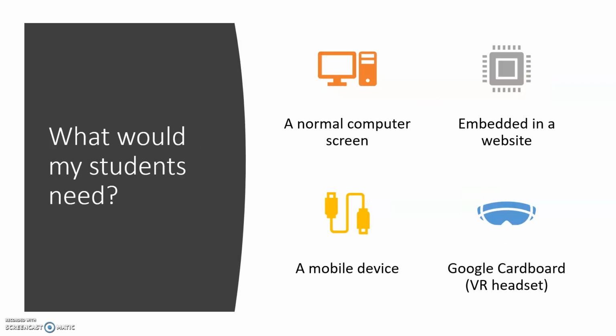So what would your students need in order to see this? Your students would need a normal computer screen, so if they have access to Chromebooks or laptops at their school, they'd be able to use them. You can embed the tours in a website. Students could also use a mobile device such as a cell phone or a tablet at home, or if they have them, students could use the Google Cardboard, which is an inexpensive VR headset that they could wear on their heads to be able to turn around and see by just turning their neck.